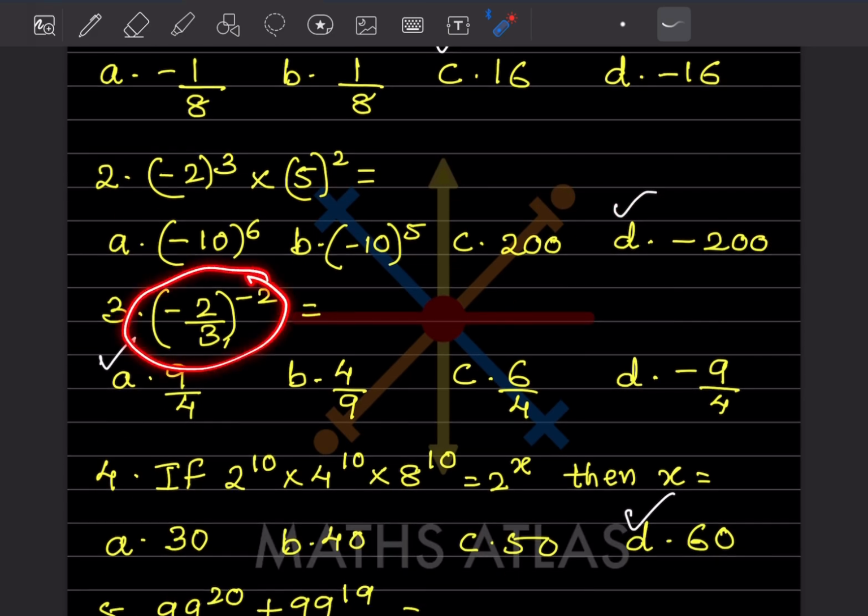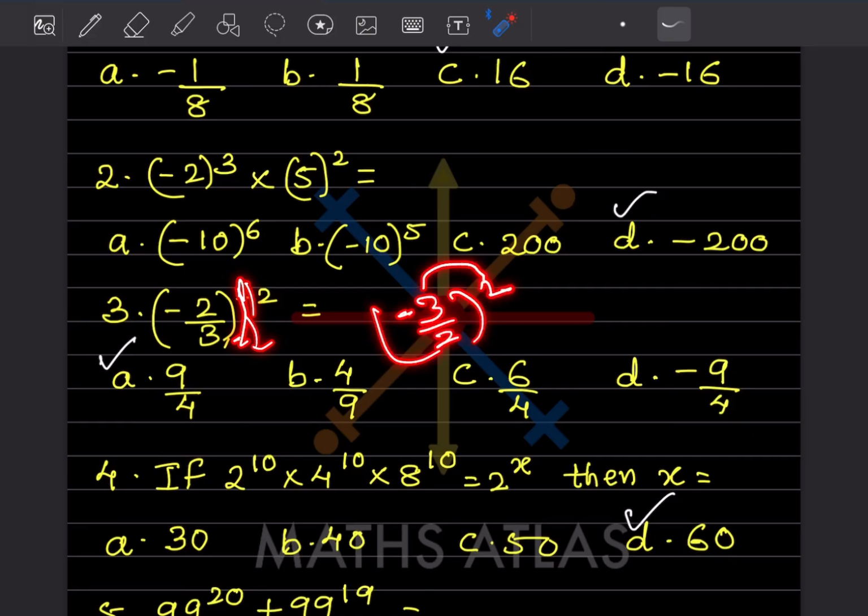This can be written as, because this is a negative exponent, we'll make it positive. So this will get flipped over. So that will be (-3/2) raised to 2. So 3 square is going to be 9, because here this is an even number, so that is going to be positive. So that will be 9, and you are going to multiply this as well. 2 square will be 4. So that will be 9/4.